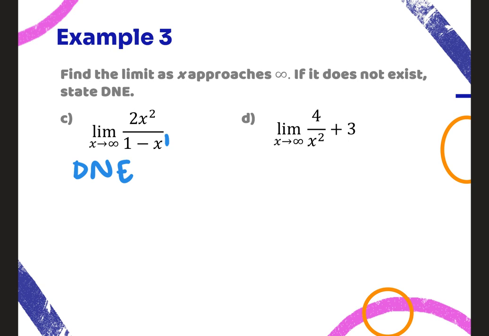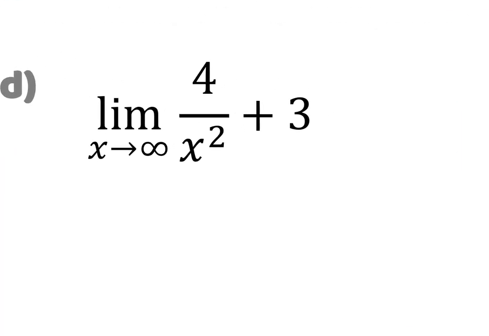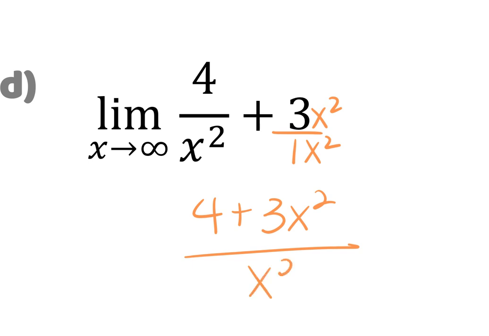Now D requires some work. We have to make that one fraction. So you can't adjust it based on where it is right now. So this is when it gets a couple more steps. I would put this over 1, and then I need to give it a like denominator. What's the denominator going to be? x squared. So I multiply this by x squared and this by x squared, and I get 4 plus 3x squared over x squared.